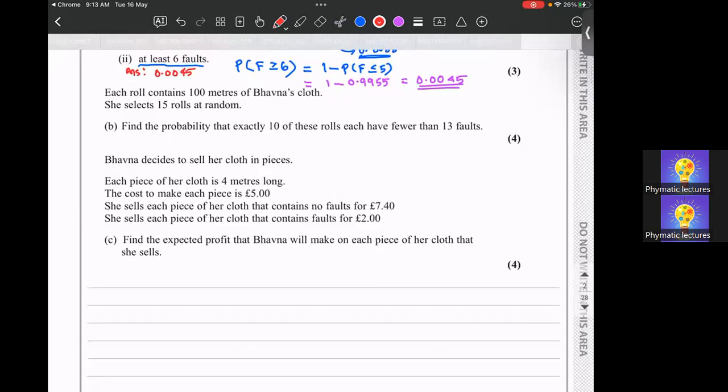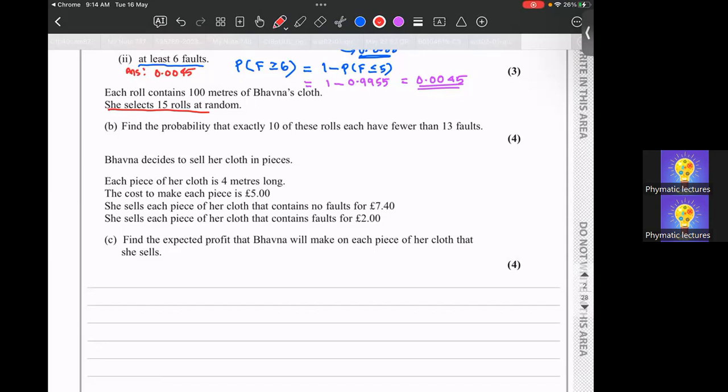Each roll contains 100 meters of Bhavana's cloth. She selects 15 rolls at random. Find the probability that exactly 10 of these rolls have fewer than 13 faults. So now they clubbed the concept of Poisson distribution as well as the binomial distribution, because you can see 15 such rolls. So that means there is a fixed number of trials, and the probability that exactly 10 of these rolls have fewer than 13 faults. That is our aim, right?